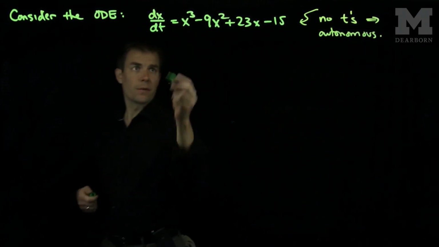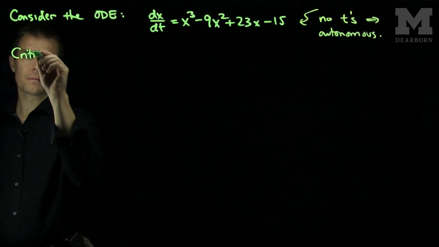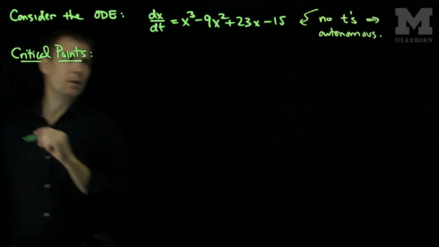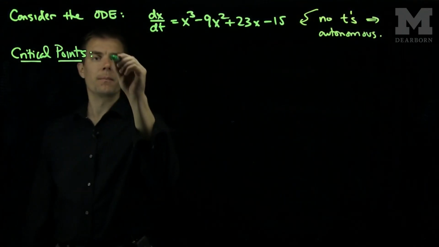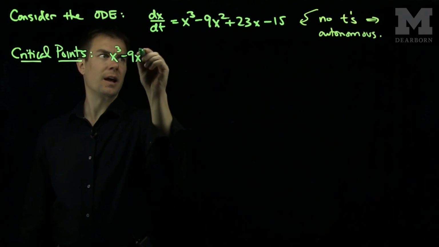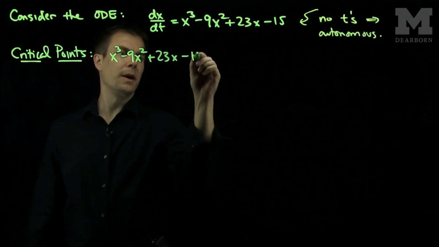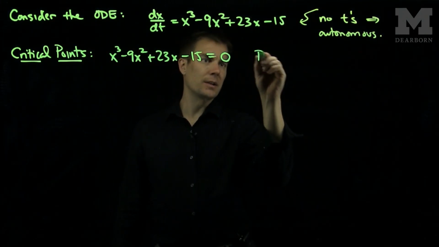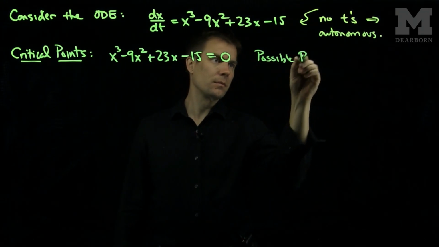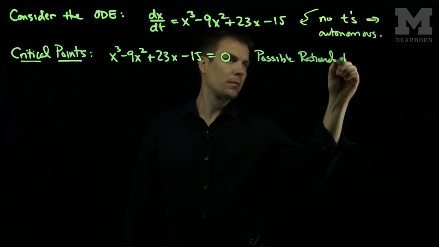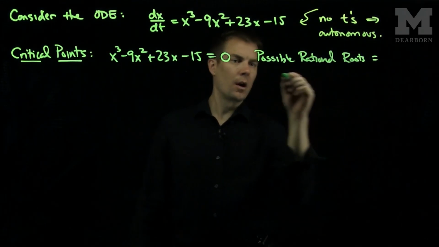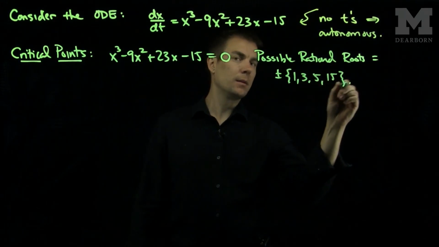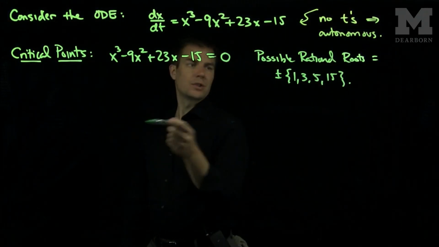To analyze this equation, we'll find the critical points, or the equilibrium points. The critical points occur when the right-hand side is equal to 0: x cubed minus 9x squared plus 23x minus 15 equals 0. We know that the possible rational roots are plus or minus 1, 3, 5, and 15 by the rational root theorem. And so let's just check some of the easier ones.